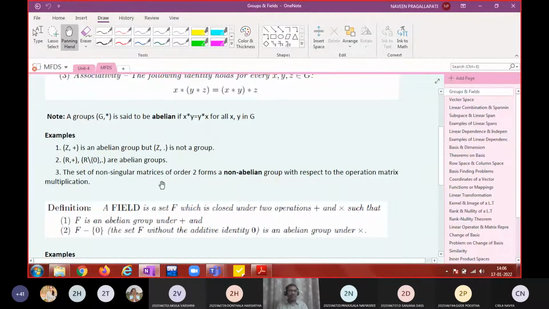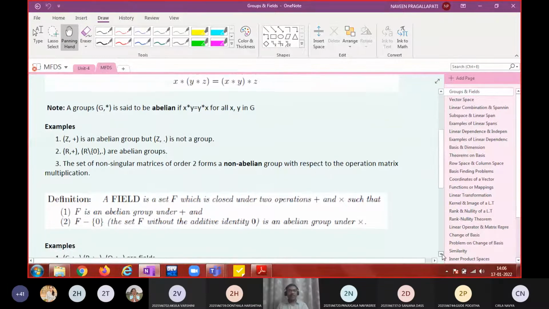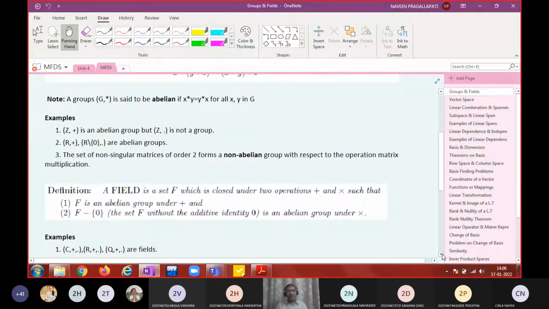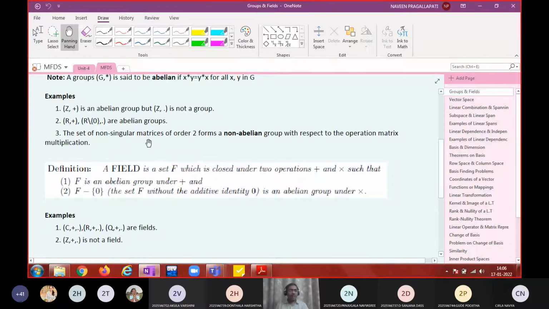Similarly, you can see the set of non-singular matrices of order 2 forms a non-abelian group, because A into B is not necessarily equal to B into A. Matrix multiplication is not necessarily commutative. Therefore, the commutative law does not hold, but all other properties will hold good. Matrix multiplication is associative. Every non-singular matrix will have an inverse, and a multiplicative identity exists, which is the identity matrix: A into I equal to I into A equal to A.